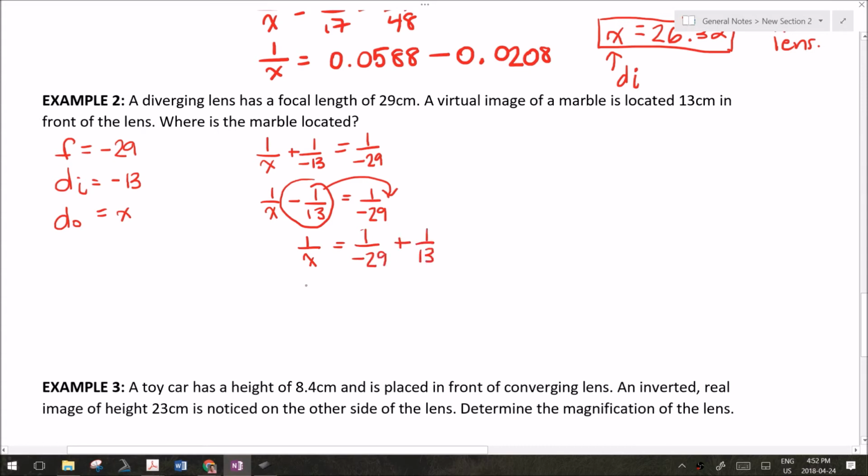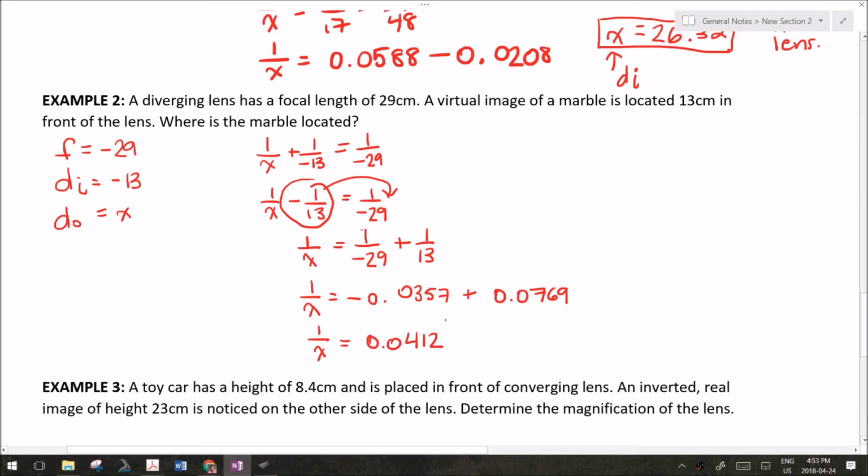Since it's a mess to try and find common denominators between these, what I will do again is use my decimal numbers. So 1 divided by negative 29 will give me this, plus 1 divided by 13. If I have negative 0.0357 plus this other number, I will get 0.0412.